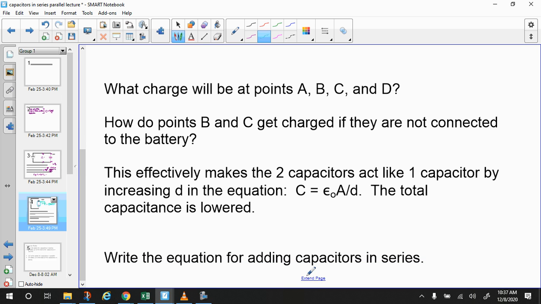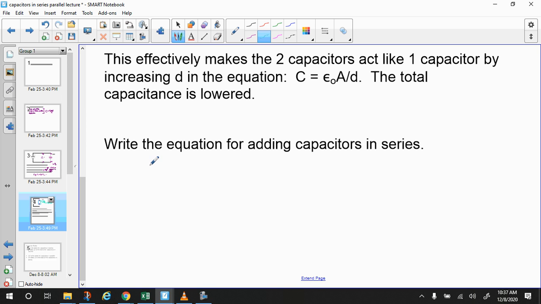So we want to write an equation for adding capacitors in series, and that equation is C_eq is equal to 1 over C1 plus 1 over C2 plus 1 over C3 dot dot dot, and then the inverse of that. That should look familiar to you because that's the same equation that we used for adding resistors in parallel. Notice that the equations are switched.